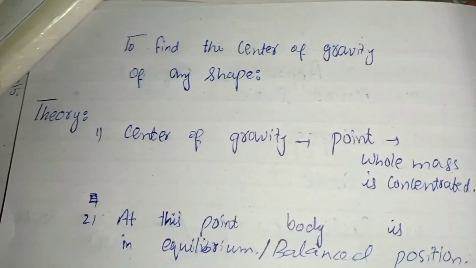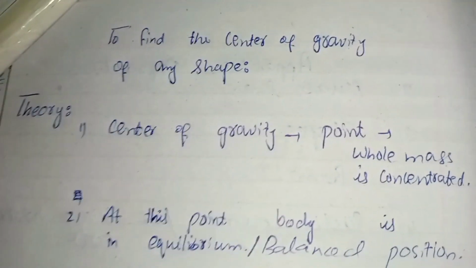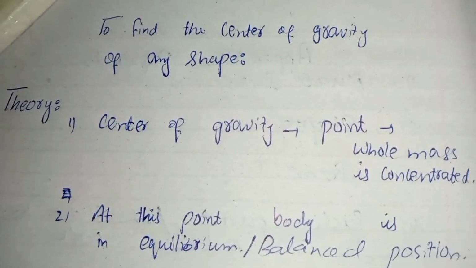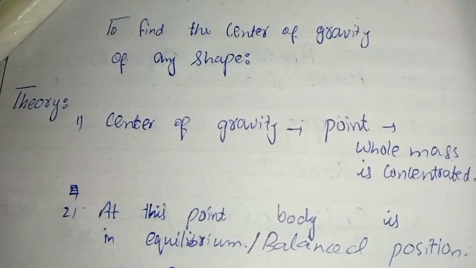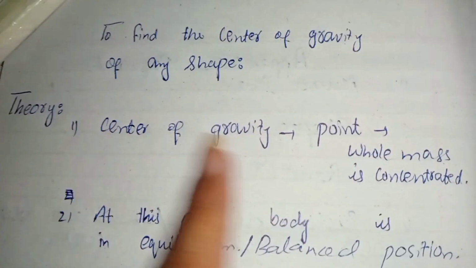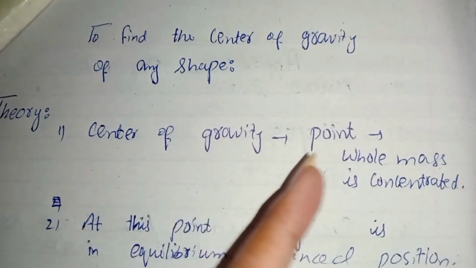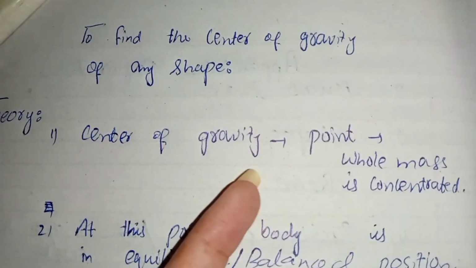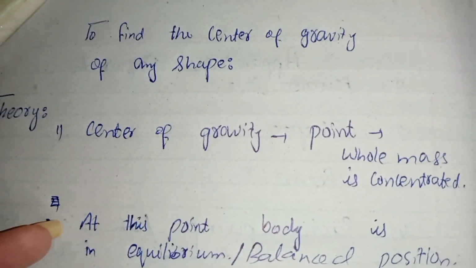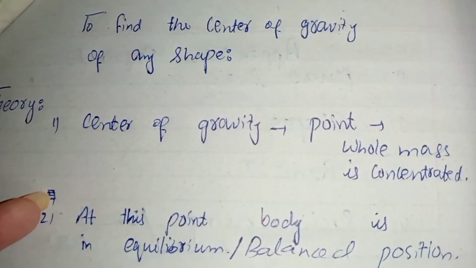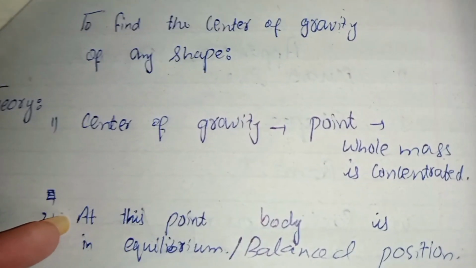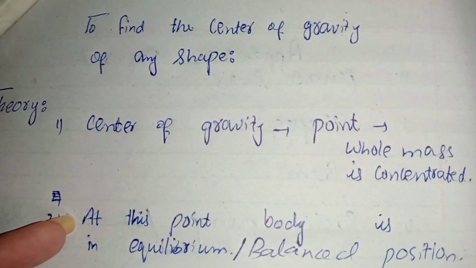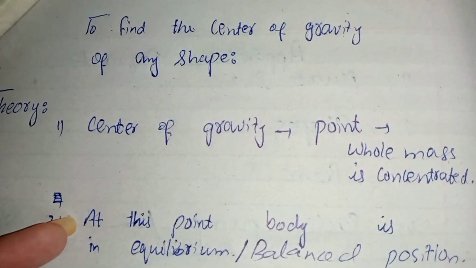So starting from the theory, सबसे पहले we basically should know what exactly the center of gravity is. Center of gravity is defined as the point inside the body on which the whole mass is assumed to be concentrated, or at this point the body is in balanced position, that is we can hold the whole body through that point without falling down.